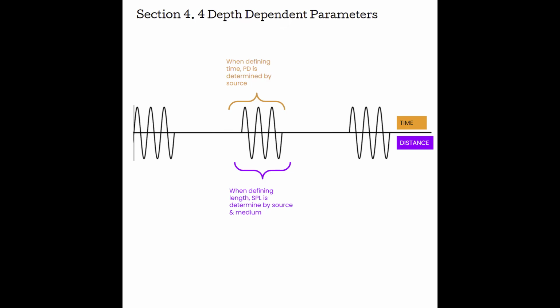What you can change as a sonographer are the depth-dependent parameters. So when you change the maximum depth of the image that you are creating, you are going to change the receive time or the off time. And therefore, pulse repetition period, pulse repetition frequency, and duty factor will all change.